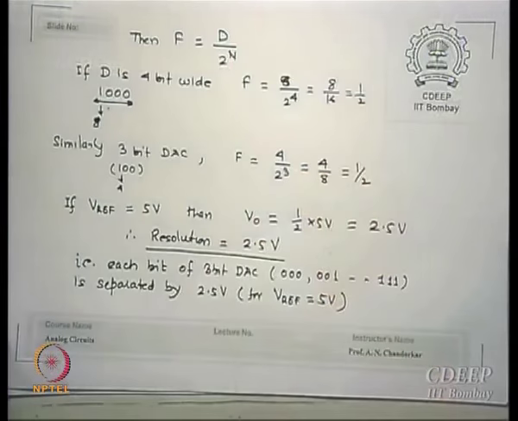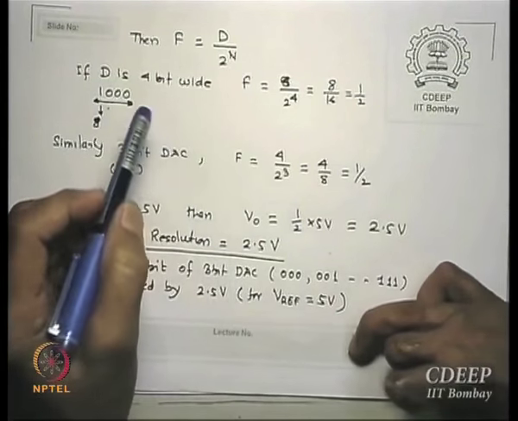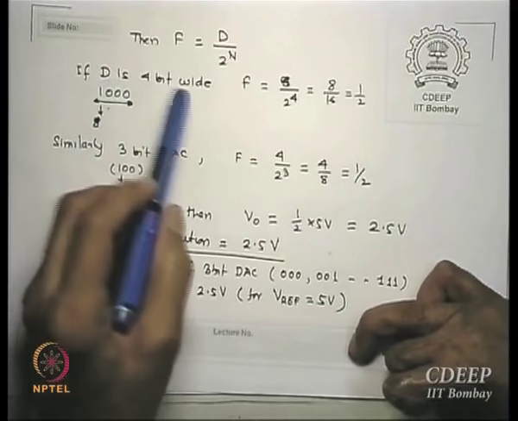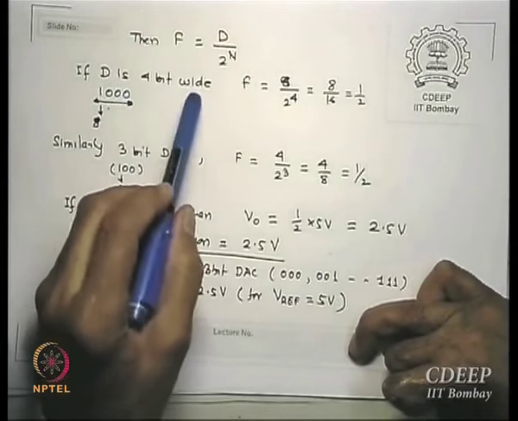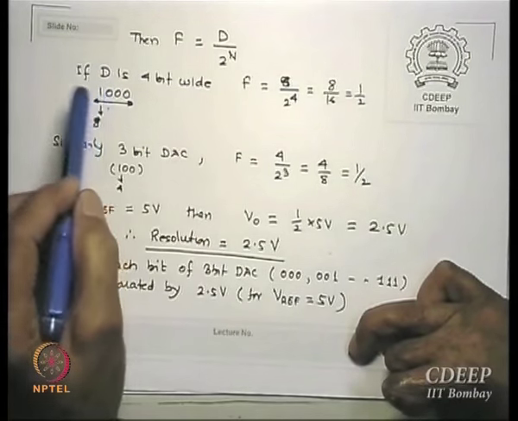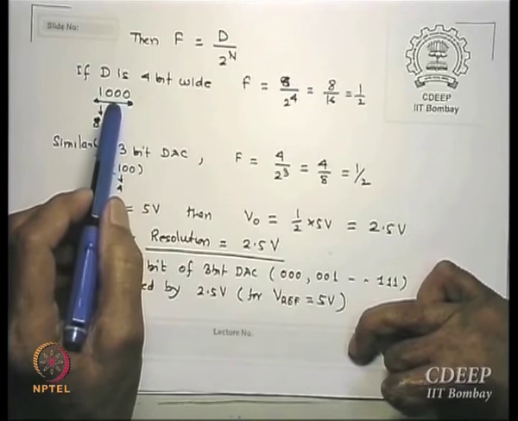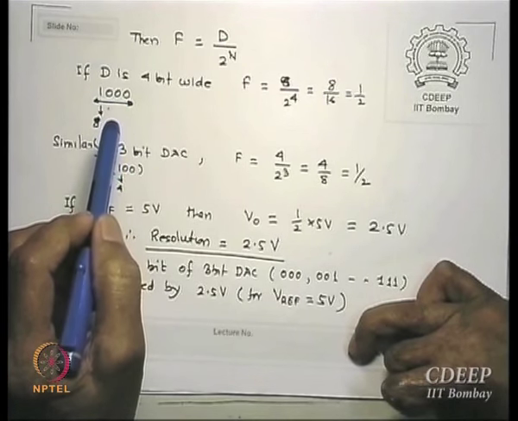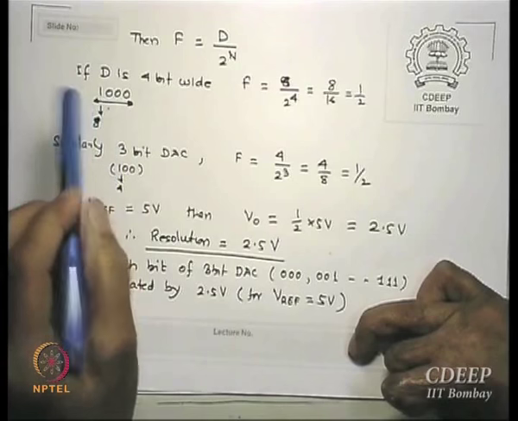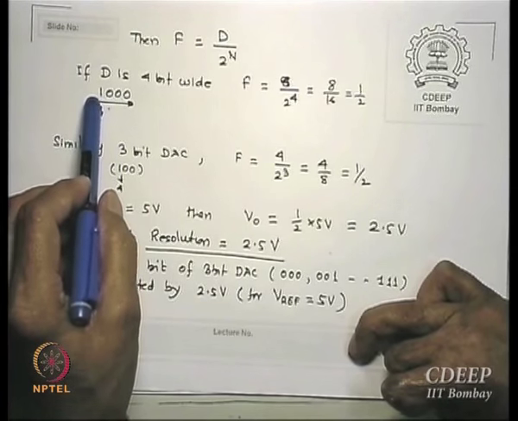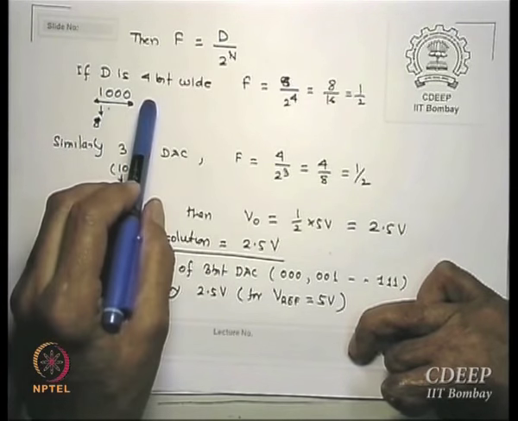So I define a term f, which is a fraction, given by d, which is the digital word, divided by 2 to the power of n. I give you a definition so that you understand. If d is a 4-bit word, 4-bit wide, what is the smallest 4-bit number? Smallest 4-bit number, which has the 1 at the MSB. So 100, otherwise what will be next?